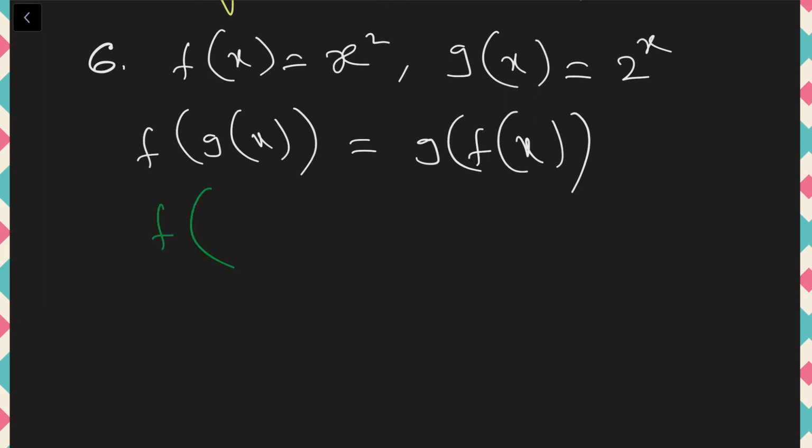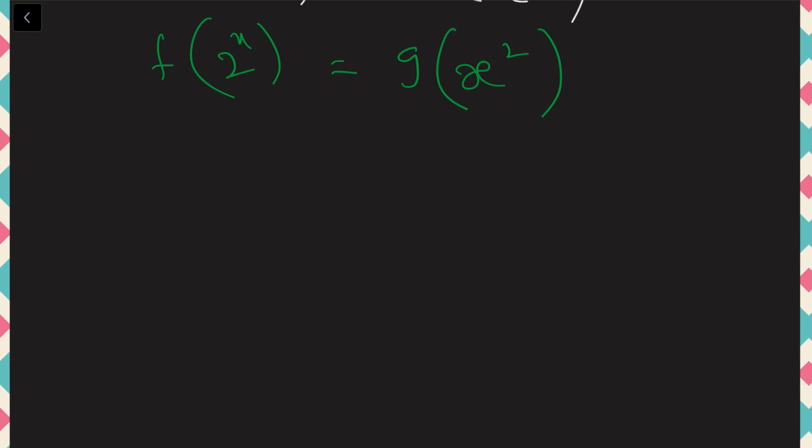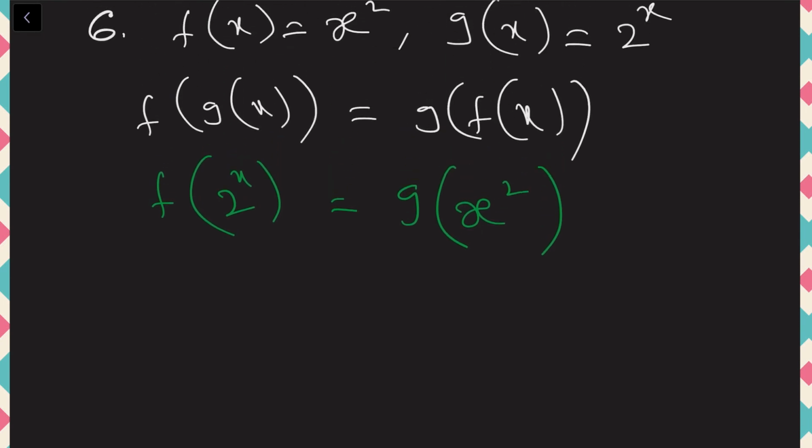f of g of x is nothing but 2 power x, and g of f of x is nothing but x square. Now, f of 2 power x: in the function f, in the place of x, we need to substitute 2 power x. So (2 power x) whole square is equal to... same here, we need to find the value of g of x square. So, this x square we need to substitute in the g. Here, 2 power x is there, so in the place of x, we need to substitute x square: 2 power x square.